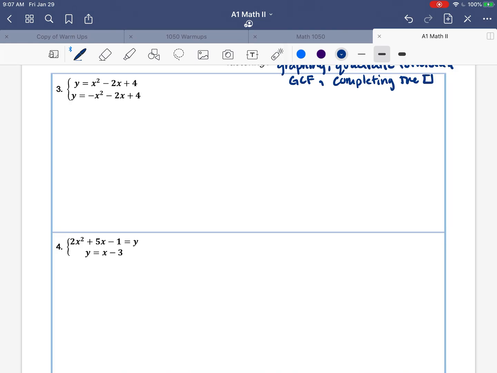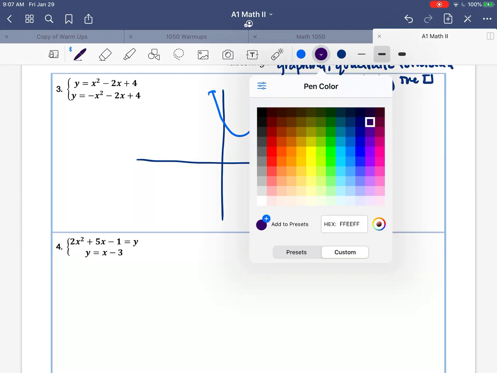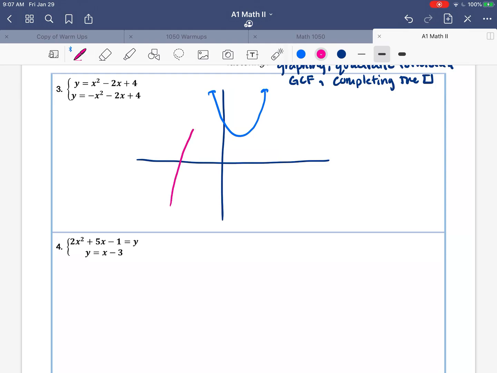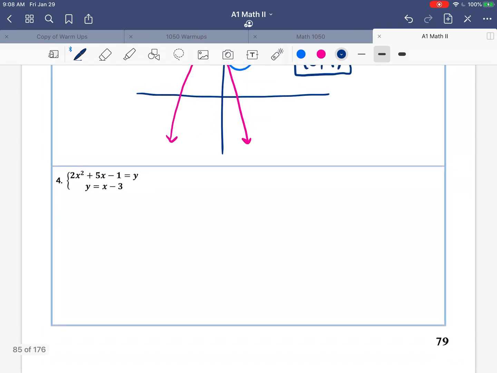So really quickly, I'm going to draw a graph of what that looks like. It went like this, and the other one, I'm going to pick a different color, like pink. The other one went like this. These are not the best. But the solution right there was 0, 4. So this one only has one solution, and that solution is 0, 4. The other two that we've done so far have had two solutions. Not all of them will, just like we talked about at the beginning of the lesson.